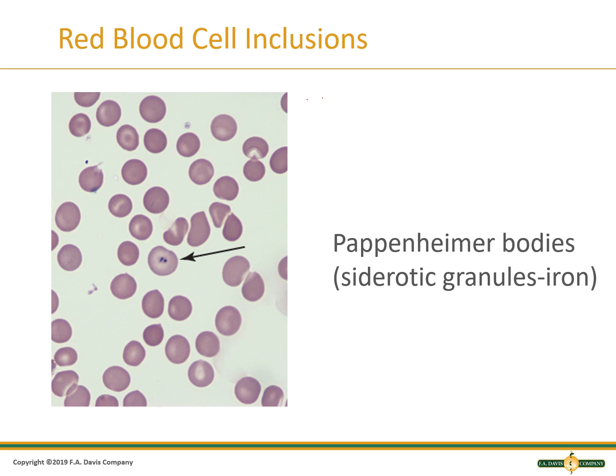Here's a good image of the Pappenheimer bodies, which are composed of iron. You can see it's much smaller, and you usually see 2 to 3 little dots together. They're usually consolidated together is how they look in this particular image.